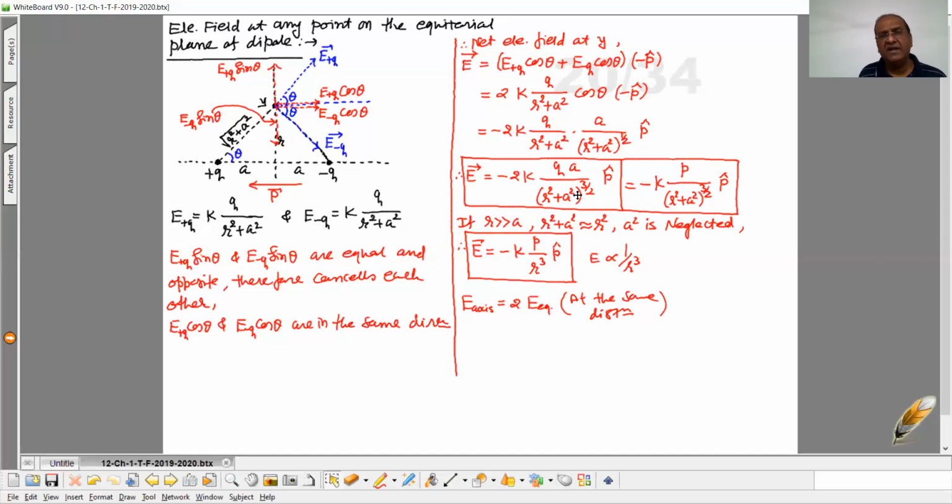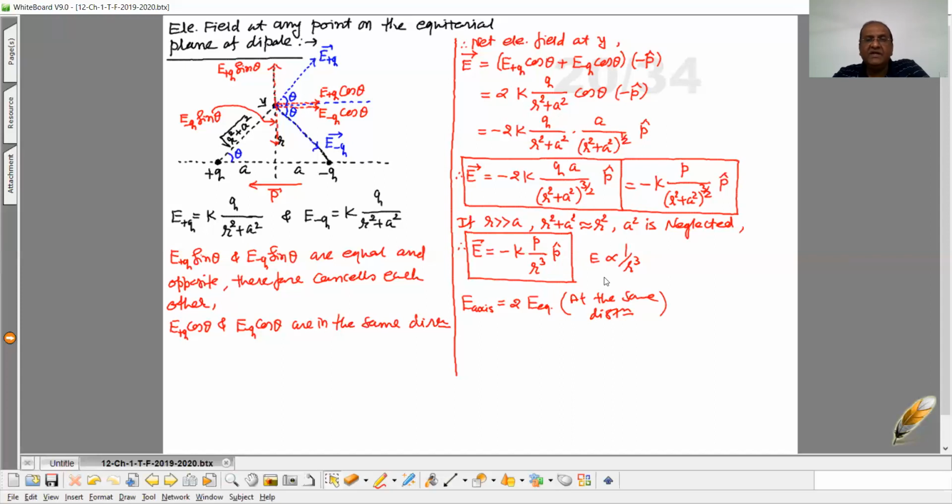But again here we can consider one special case in which r is very much greater than a, then we can neglect a square. So r square plus a square is nearly equal to r square. So in this equation, if a square is neglected, then r square raised to 3 by 2 will give you r cube. So we can write E equal to minus kp upon r cube into p caret. So E is proportional to 1 upon r cube.